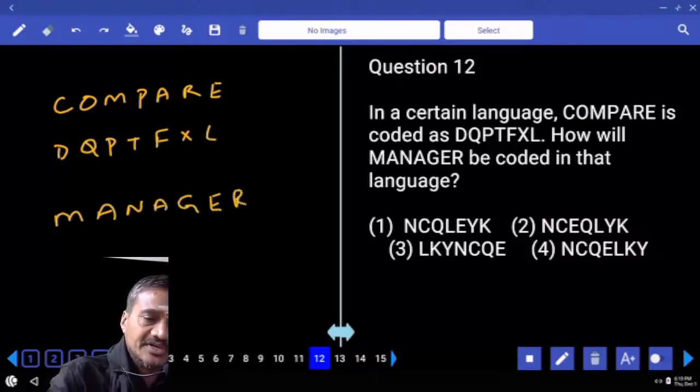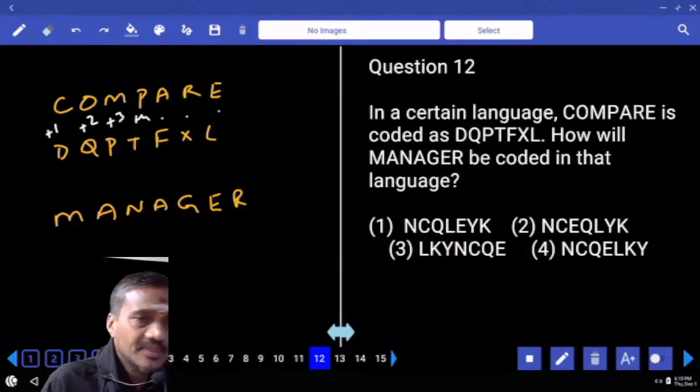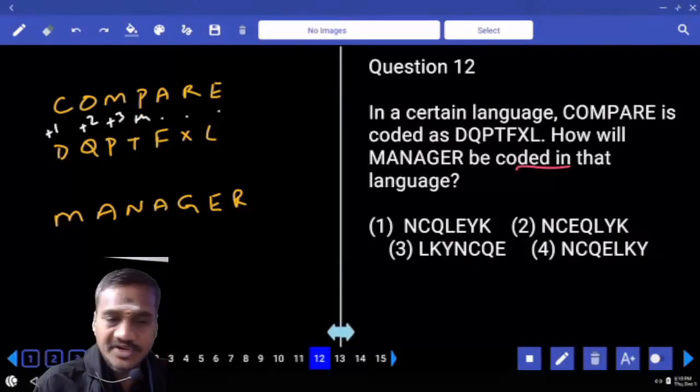Take C and D. What is the relation between these two? Plus 1. O and Q, plus 2. Plus 3, plus 4, plus 5, 6, 7. And here it is coded again.